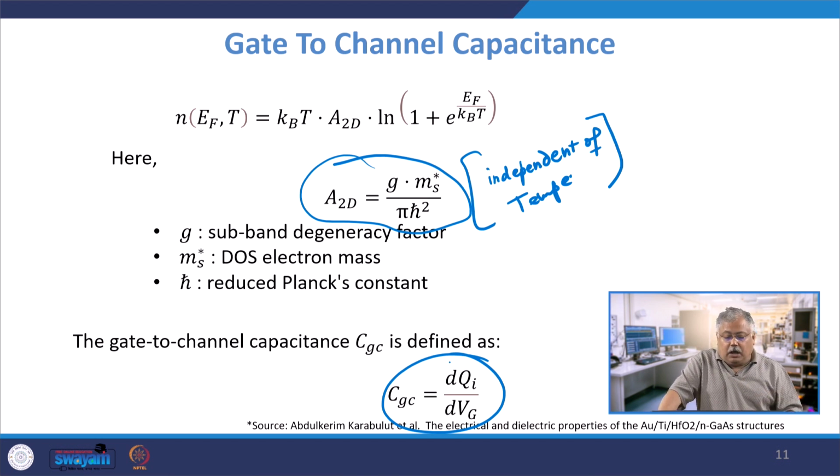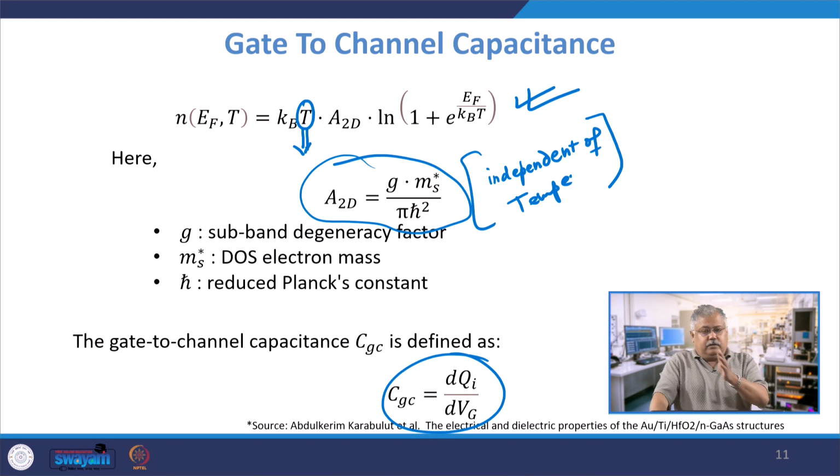So, this gate to channel CGC is basically the change in the inversion charge with respect to the applied gate voltage. Now, please understand one point which I need to point out here: as you start reducing the temperature, two things happen. Look at this equation from here. This quantity linearly falls down, right. So, temperature 300, 200, 100, 50 and so on and so forth. So, this Kb into T term actually starts to go on reducing to a larger extent.